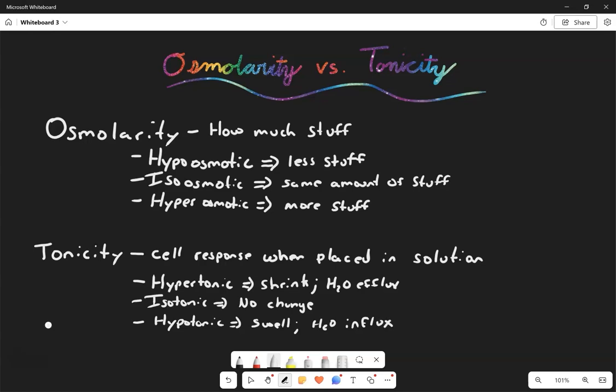So the question is, right, it's very easy to think, well, if water moves based off of osmolarity, then the osmolarity dictates the tonicity, right? So one might be quick to say that hypoosmotic solutions are hypertonic and isoosmotic solutions are isotonic. But let's go take a look at this for a minute.